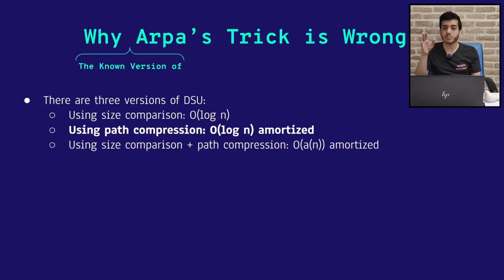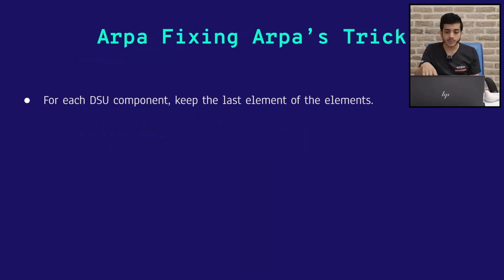But the implementation published everywhere for Arpa string uses the second version of DSU. So they are not actually all inverse Ackermann. They are all log. So not all of them are wrong. But yeah, let's fix the Arpa string, which is actually not that hard.